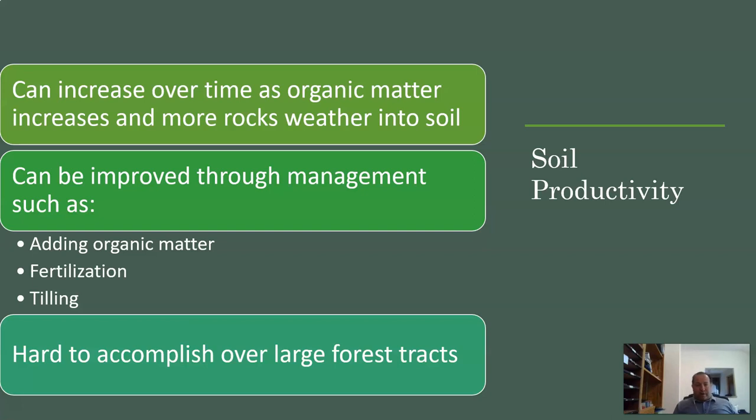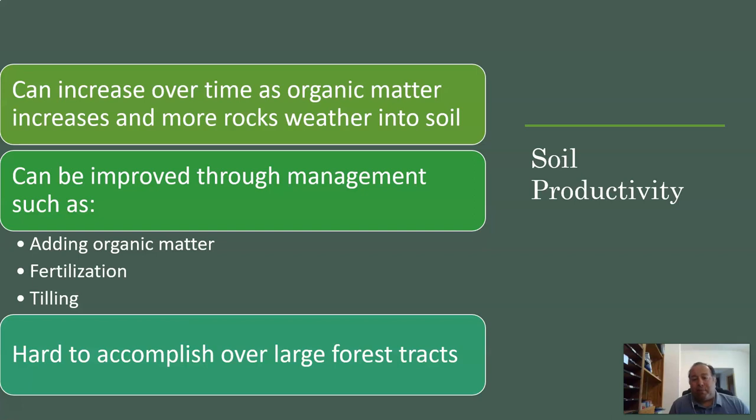So all of these different chemical and physical properties really tie into the soil productivity. And the soil productivity can increase over time as organic matter increases and more rocks weather in the soil, which is important to understand. Just the idea that your soil can get better if you get more organic matter into the system, or you get more soil into the system. Those are the type of things that allow your soil to be more productive.